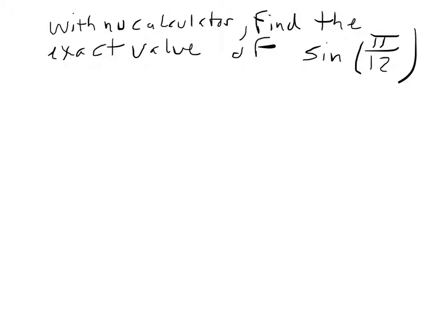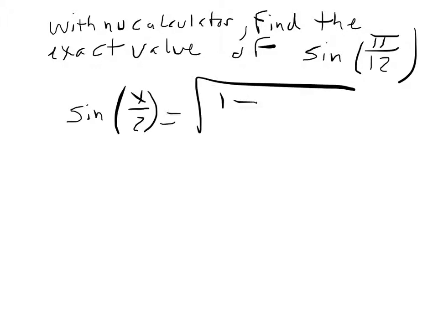So here's the question. Suppose you were asked to find, without a calculator, an exact value for the sine of pi over 12. And I note that pi over 12 is half of pi over 6. So think about your half angle formula. The half angle formula is sine of x over 2 equals the square root of 1 minus the cosine of x all over 2. And look at your ratio here. x over 2 is one half of x. So if this value here is pi over 12, my value over here is going to be double that, which would be pi over 6.